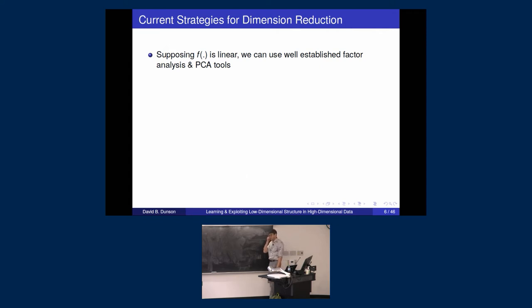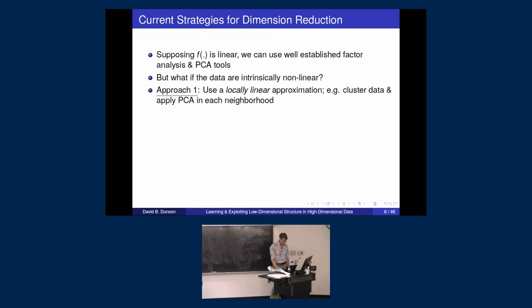If the f was linear, then we might think of something like just factor analysis or principal components analysis, and there's more than thousands of papers on that sort of thing. That would be totally reasonable if f was linear. But what if the data are really nonlinear? The relationships in our data are nonlinear, as they probably almost always are. What do we do? One approach that people use a lot is some type of local linear approximation. I might cluster the data in local neighborhoods and then apply PCA in each local neighborhood. There are literally tens of thousands of different machine learning and applied papers doing that sort of thing.